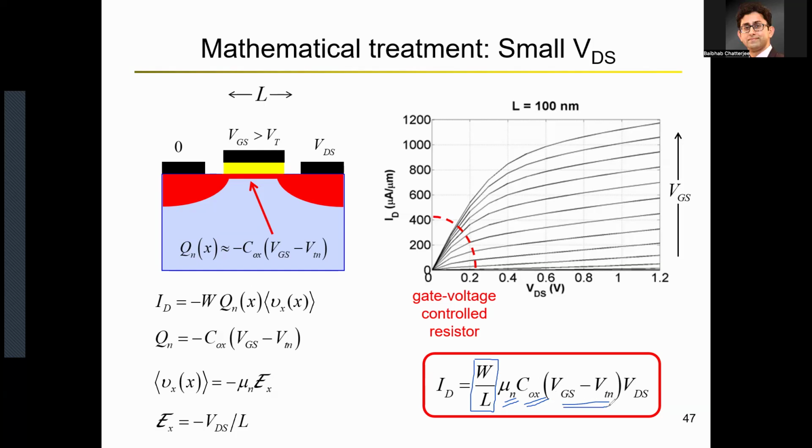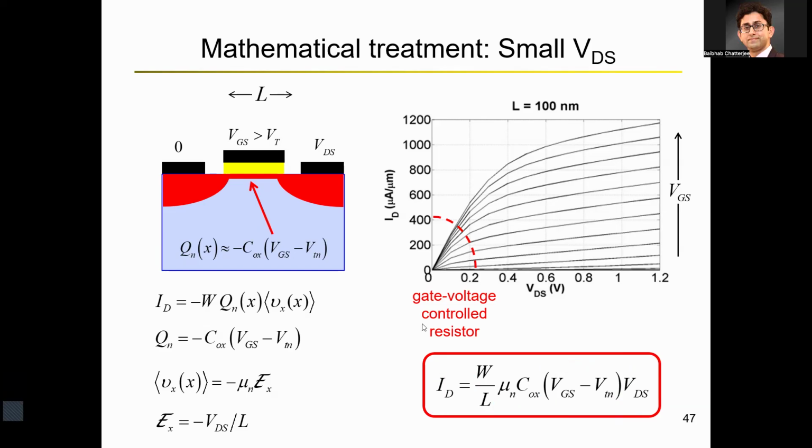VGS minus VT, of course, when you're designing it, you'll design it for a particular gate to source voltage, for a particular drain to source voltage, and so on. So this is what will determine your design. But a designer's job is to find out what is the W over L to get a particular target amount of current for specific VGS and VDS values. So this is the equation that we'll be using a lot in our later classes.